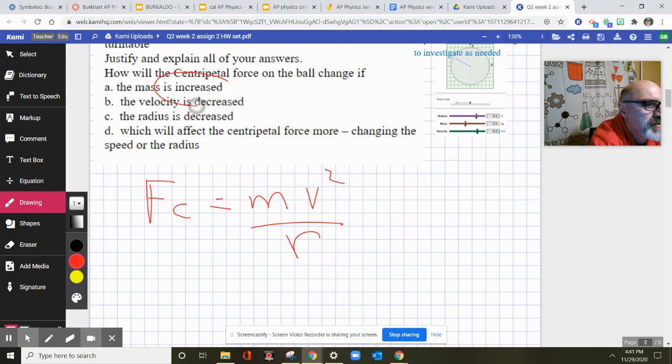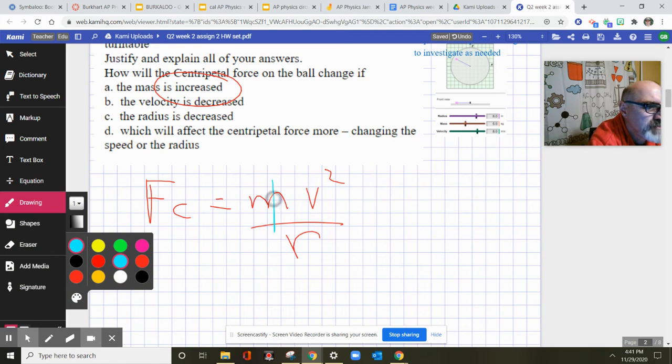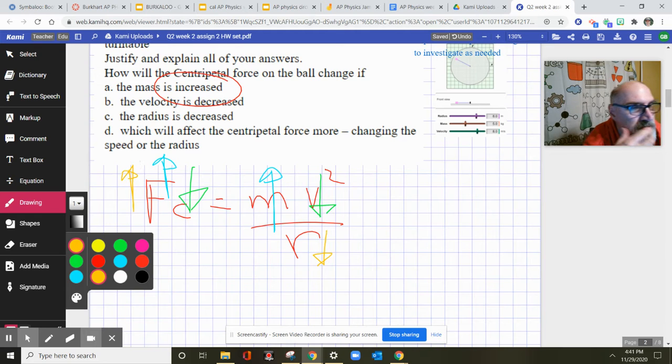So what happens if I increase the mass? Well, if I increase the mass, the centripetal force increases. If the velocity is decreased, this centripetal force decreases. If the radius is decreased, that's decreasing a denominator, which makes the centripetal force increase.